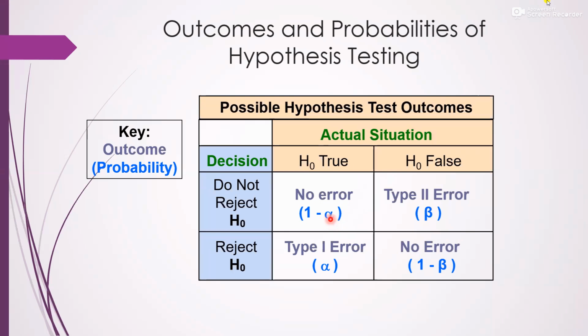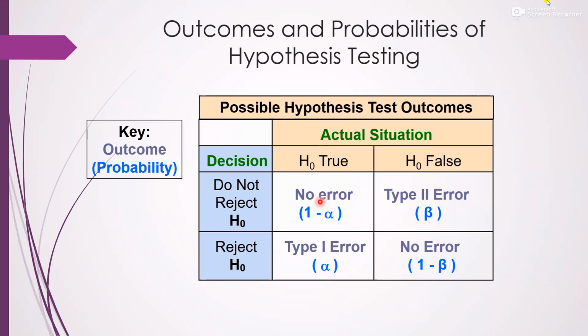Then based on our sample, the decision is not to reject, but the actual situation is H naught is false. So when H naught is false, based on the sample, our H naught is not rejected. That is a type 2 error. The probability of getting a type 2 error is denoted by beta. These are the probabilities.